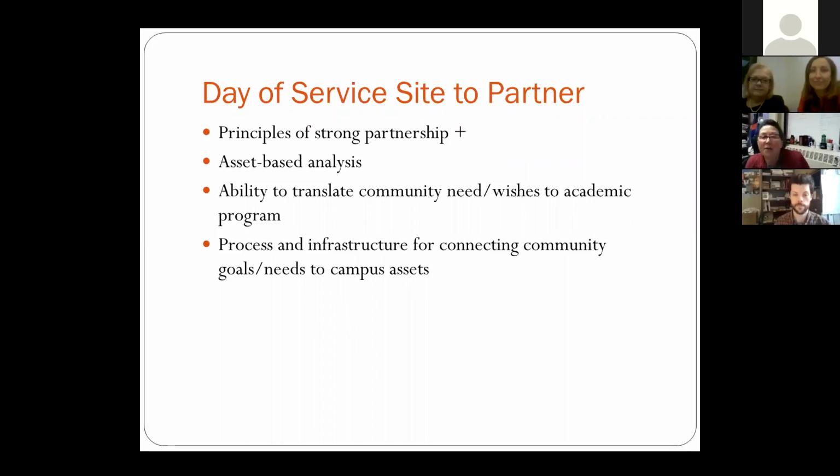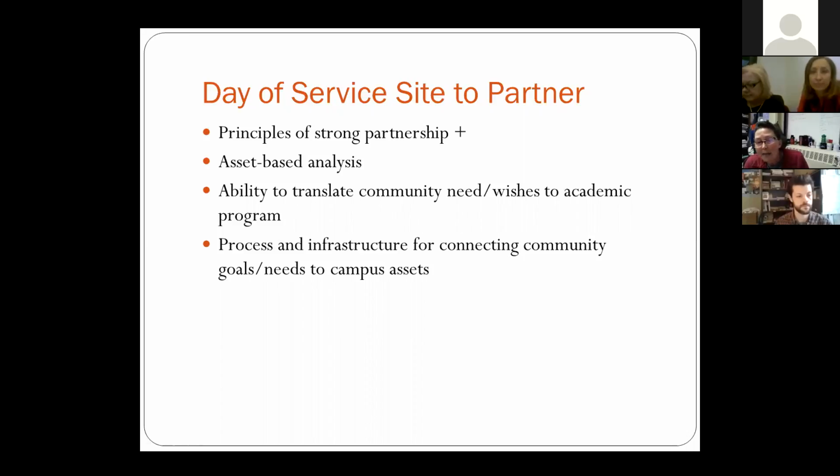It's the principles of strong partnership plus an asset-based analysis of your own institution and your own institution's strengths. Our ability, particularly those of us in intermediary roles, to translate community need and wishes into the academic program, and a process and infrastructure for connecting community goals and needs to campus assets.